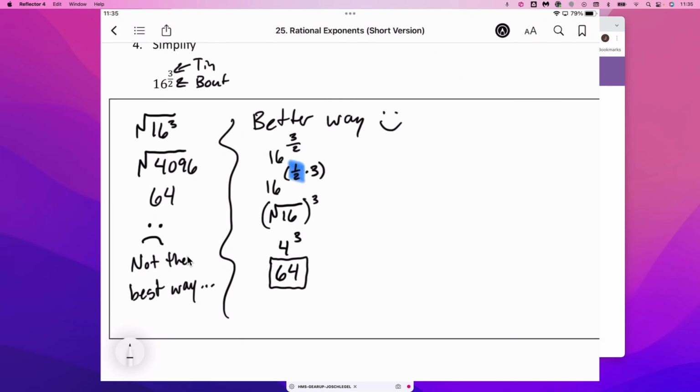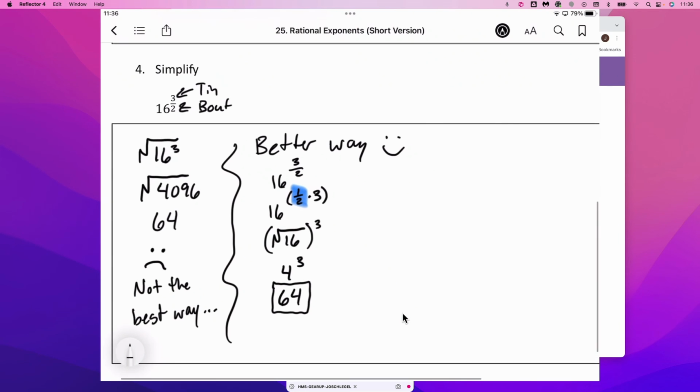Again, the process here is we want to get the fractional part of our exponent to be a unit fraction. So again, we'd make 3 halves into 1/2 times 3. We apply the fractional exponent to the number, so that becomes the square root of 16. The 3 is still out there as an exponent. We took the square root of 16 and got 4. The 3 is still there as an exponent, and 4 to the power of 3 makes 64.